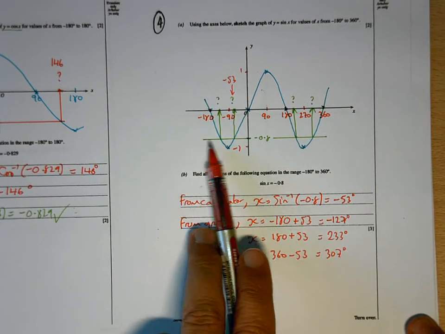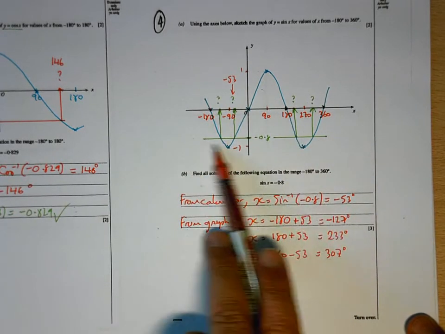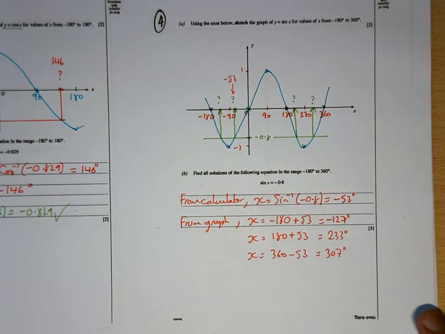So once you've drawn your clear sketch, you put your line on, you identify how many times the line crosses the curve, and that's where you go hunting for your solutions.